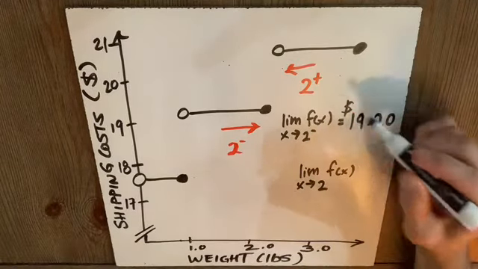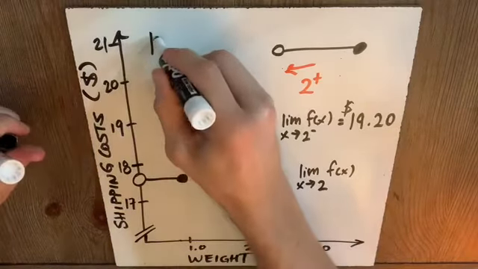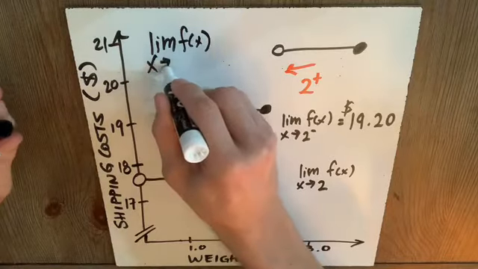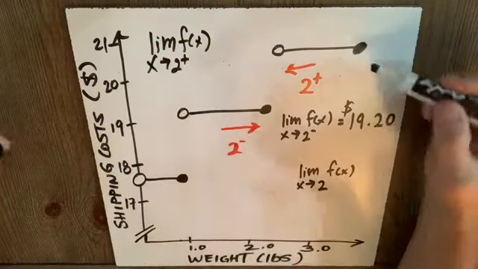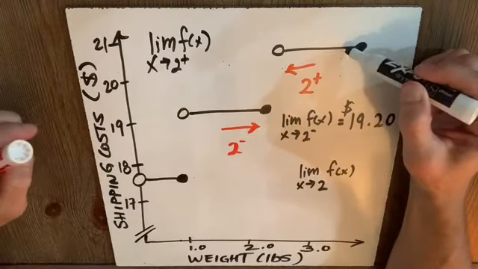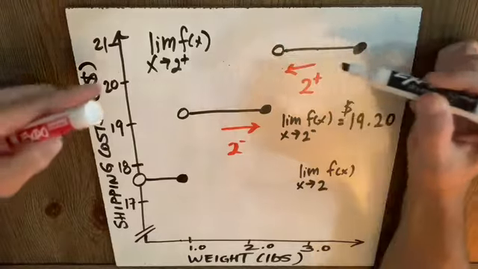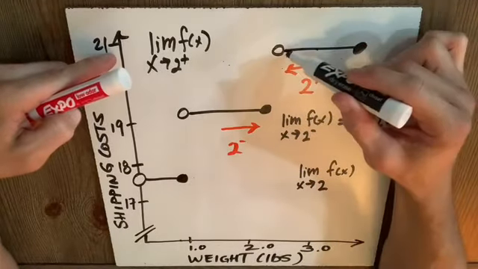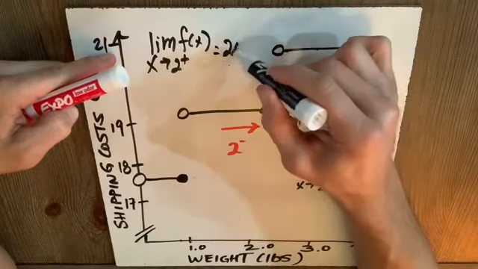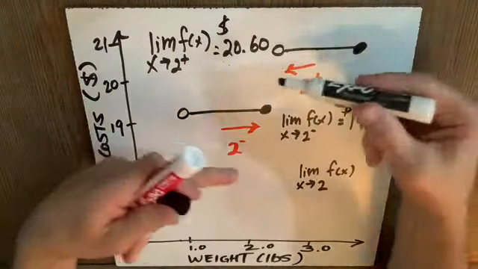That's in dollars. As x squeezes in from the right, so if we take the limit of this function as x comes from the right, that's what we're doing here. Well, what are the y values? We get 20.60, 20.60, 20.60. I'm reading here the y values. So where's the trend in y from the right? It's 20.60.